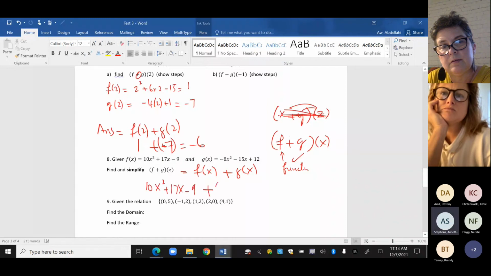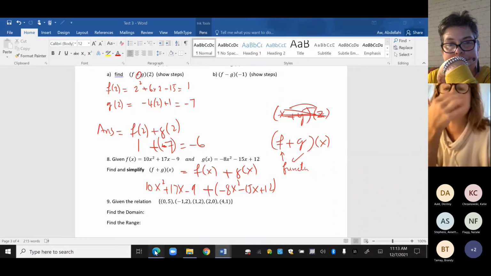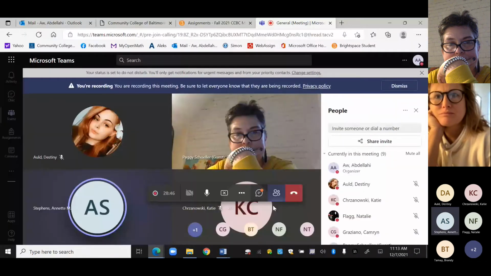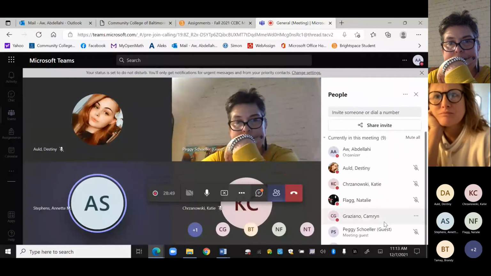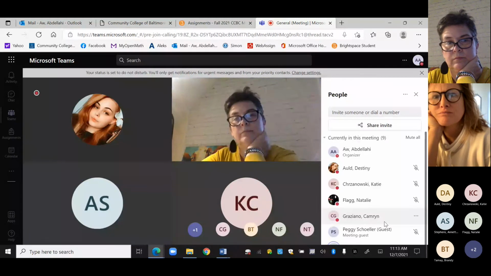Minus, and then plus negative 8x squared minus 15x plus 12. There is no multiplication whatsoever here. We just add them up. All right, so that's one of the few remarks. Some people really did score a very good grade, like 100%. Some people have high grades. Test number 2 was better, and it is still better than test number 1.